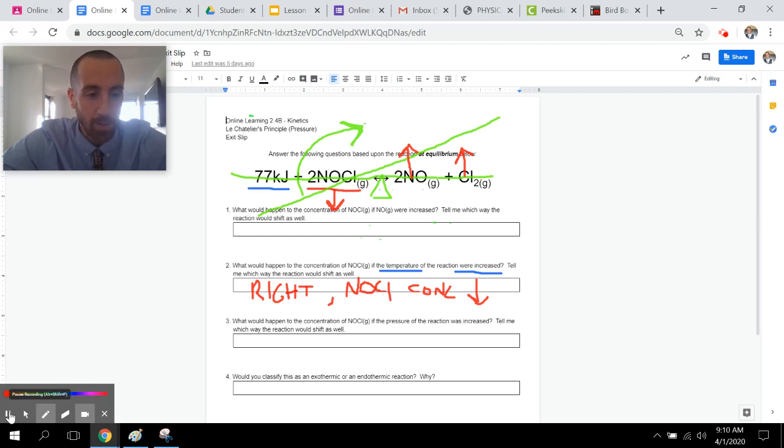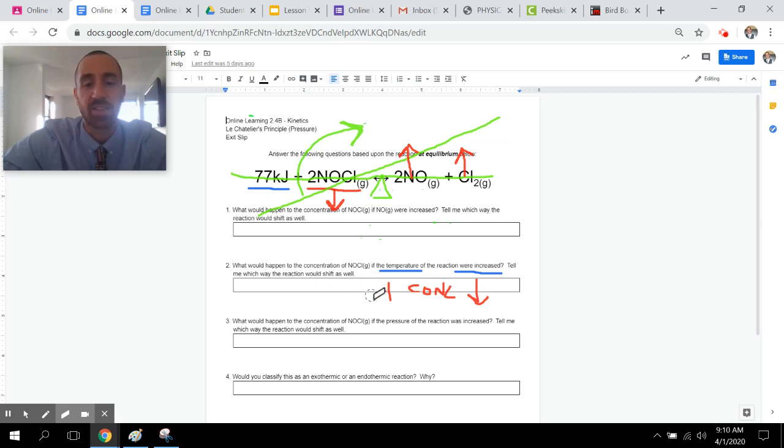All right, number 3, we have a question on the number of moles. So this is the first one that we see in this exit slip that does not utilize the seesaw. It has a different rule that we follow. So we're going to get rid of all this seesaw stuff, and we're going to switch gears. The rule, think about what the rule was. The rule is an increase in pressure favors the side with fewer moles.